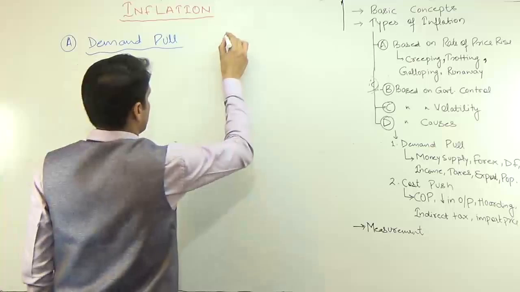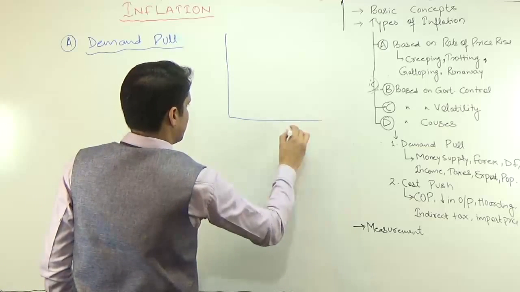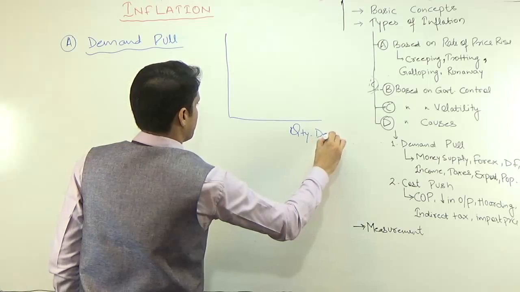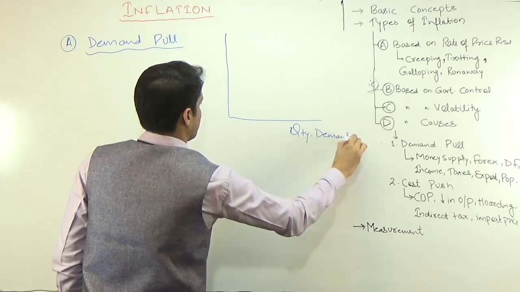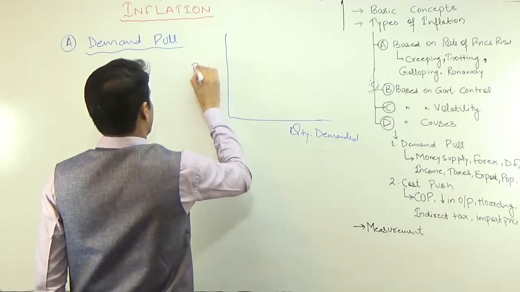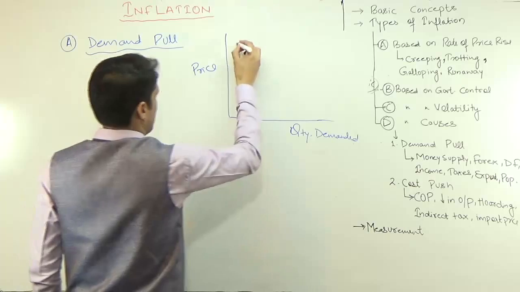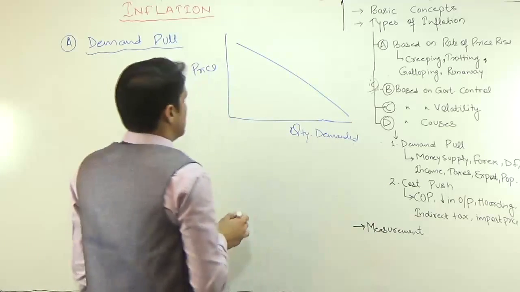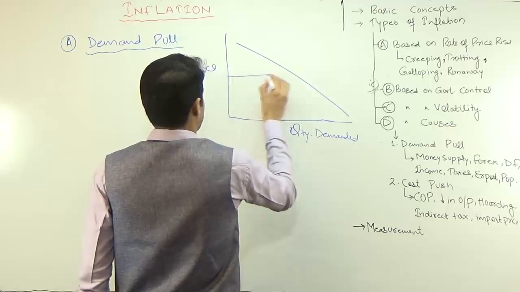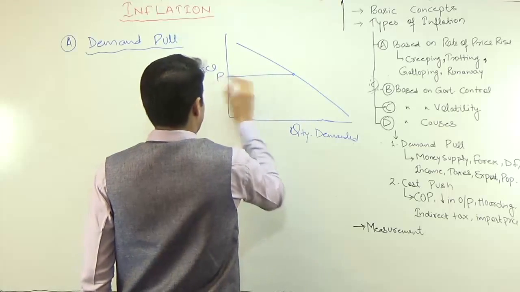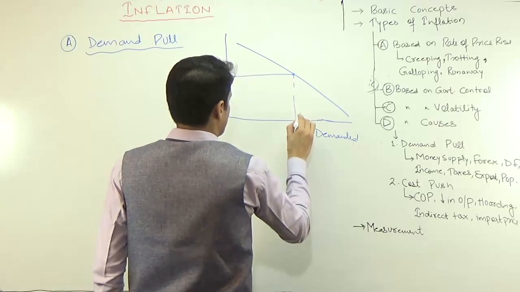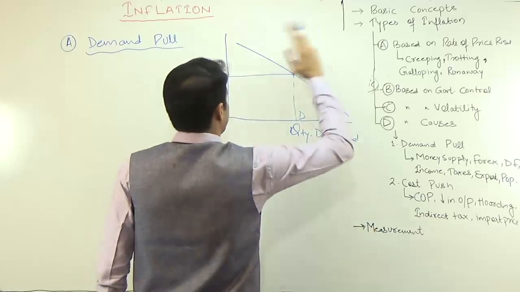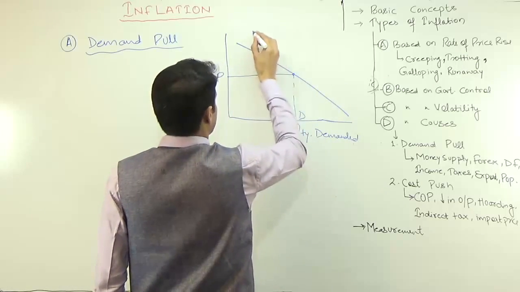So suppose this is the graph. Here we have quantity demanded and here we have price. So the graph will be like this. When the price increases, the demand is going to decrease. So suppose at this price P, this is the demand D. Whenever the demand is going to increase, there will be a rightward shift in this.